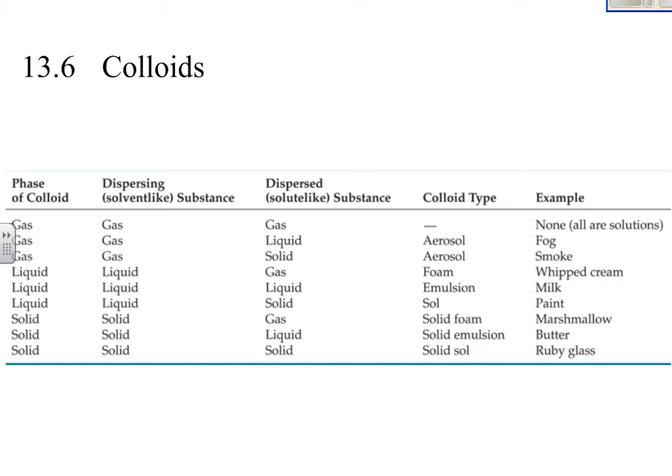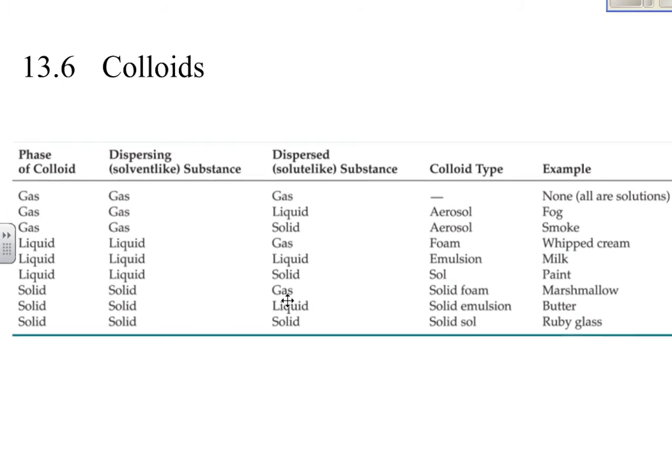In colloids, the particles that you're mixing with the solvent are on a size or a scale in which they don't settle to the bottom of the solvent. They stay mixed throughout the solvent. But those particles are large enough that they interfere with light, and again, similar to solutions, there's numerous different examples of this.